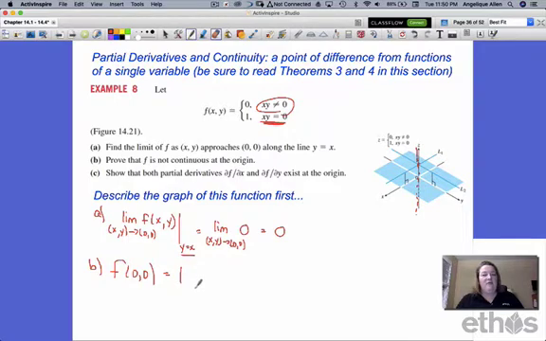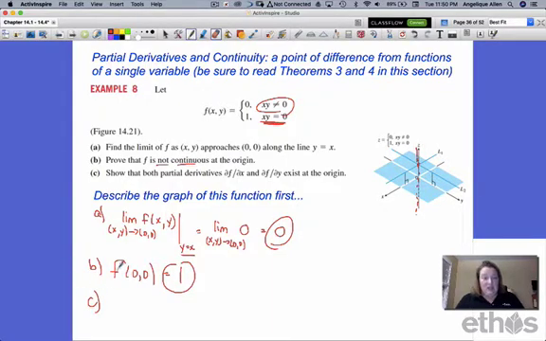And if we take the limit of our function as we approach 0, 0, but we do so along these lines, then we see that we reach a value of 1. And so the function is 1, but the limit is 0, therefore f is not continuous.